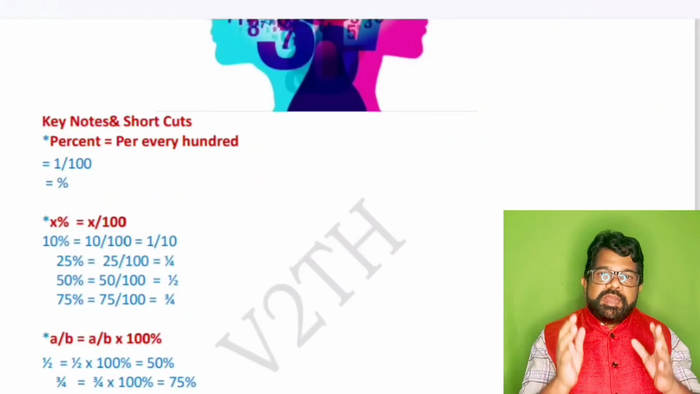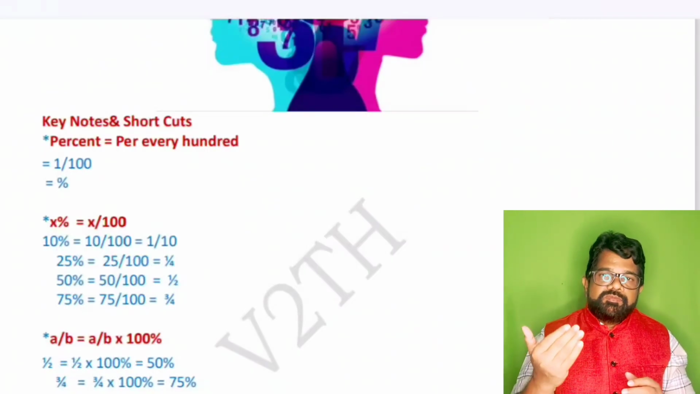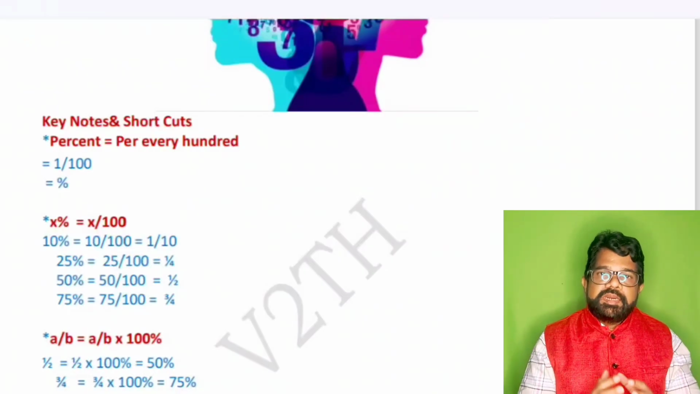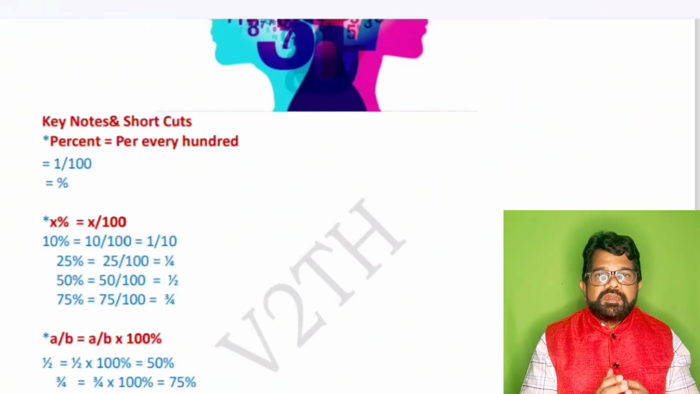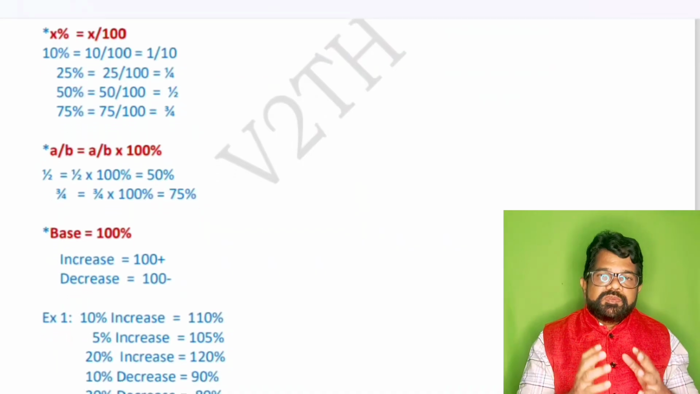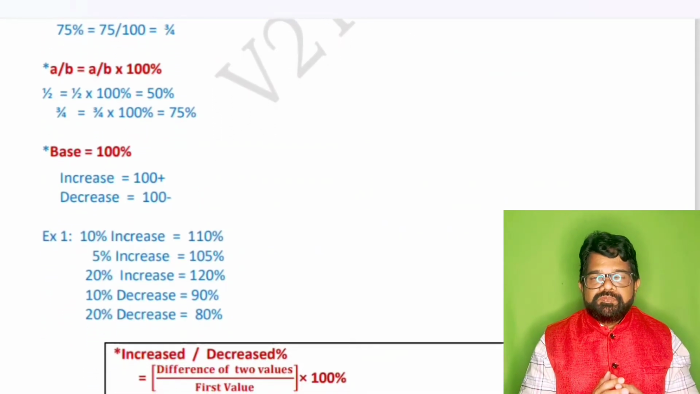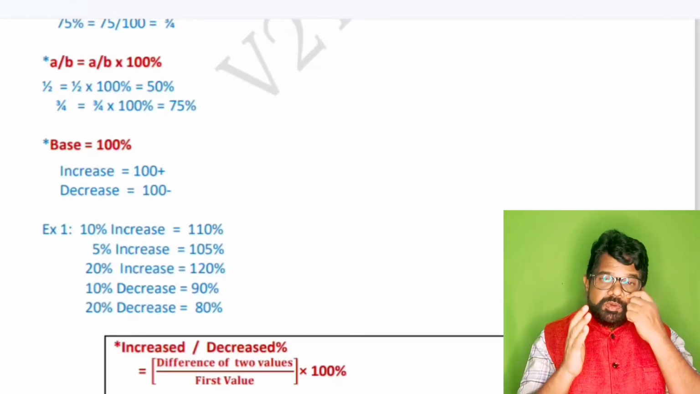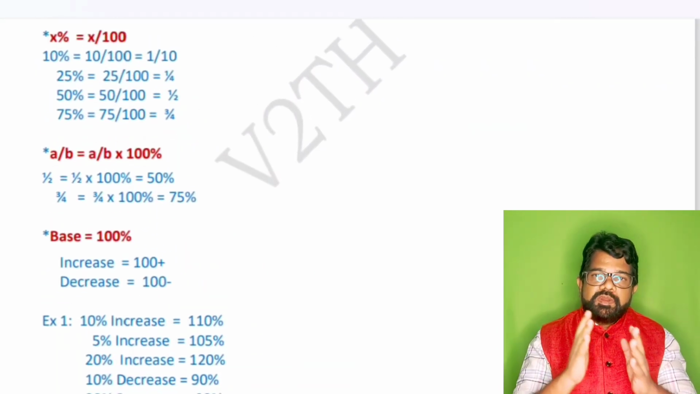Suppose 10%, that is 10 by 100, which is 1 by 10. 25% is 25 by 100, which is 1 by 4. 50% is 50 by 100, which is 1 by 2. 75% is 75 by 100; by cancellation of 25, 25 times 3 is 75 and 25 times 4 is 100, so 75% equals 3 by 4. Now we convert percentage into fraction: 25% is 1 by 4.